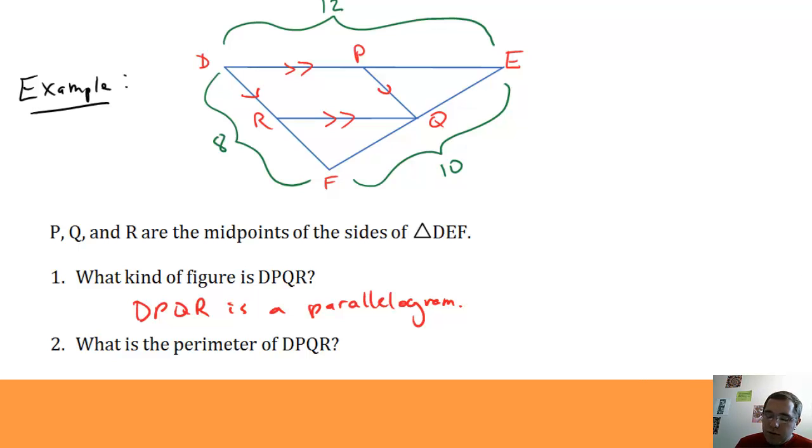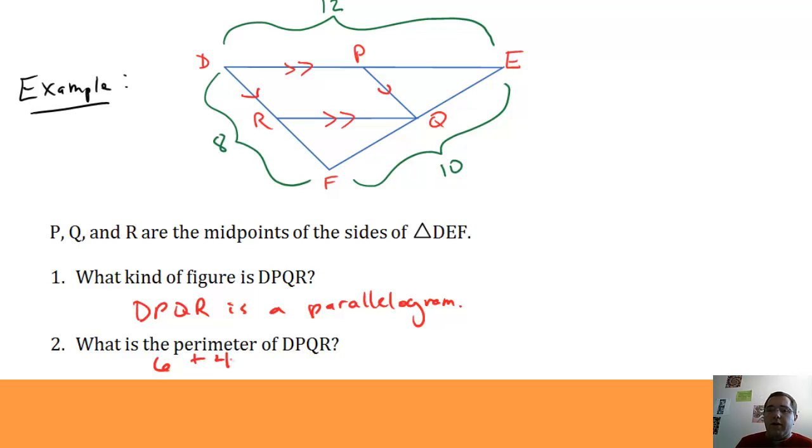And what is the perimeter of DPQR? Well, I know DE is 12, EF is 10, and DF is 8. Perimeter, remember, is the distance all the way around the shape. So how big is DP? Well, if P is the midpoint of DE, then DP is half of DE. So DP is 6. So we've got at least 6. How big is DR? Well, R is the midpoint of DF, so DR is half of DF. DF is 8, so DR is 4. So we've got 6 plus 4.